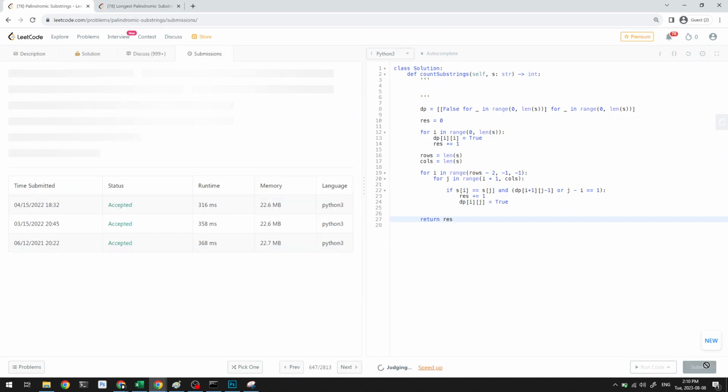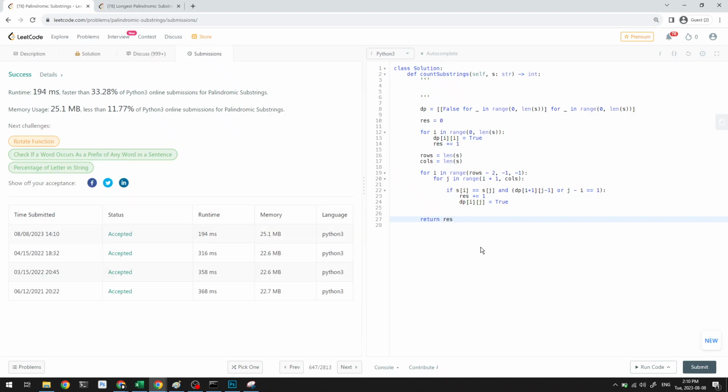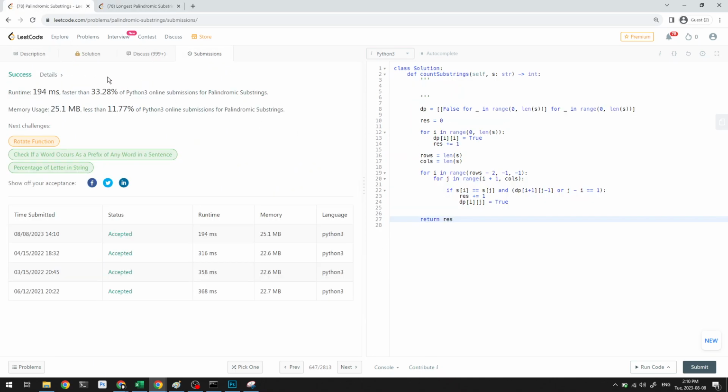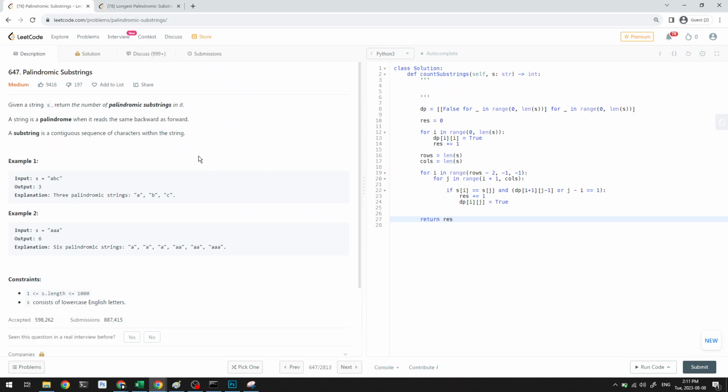So it is exactly the same as Longest Palindromic Substring, but we're just counting. This is O of n times n, like n squared, where n is the length of the string. And for space, it is the same thing. So again, watch this video to understand how we came about the solution, but hopefully here you understood how to do it. Thanks for watching.